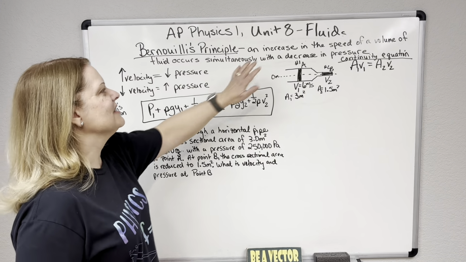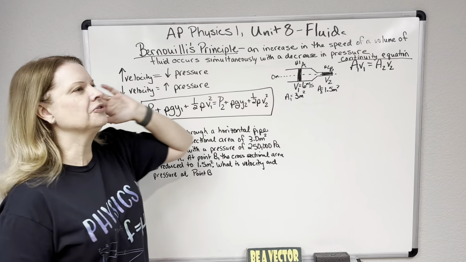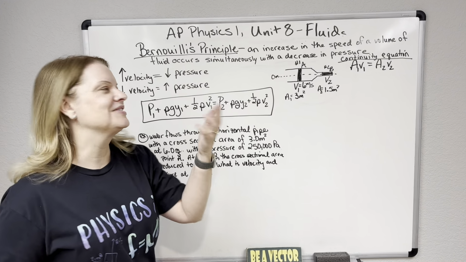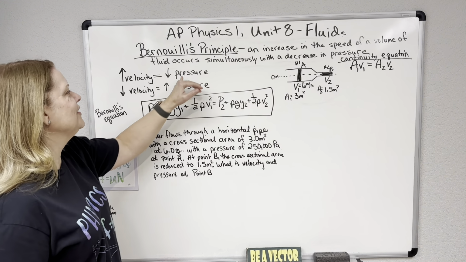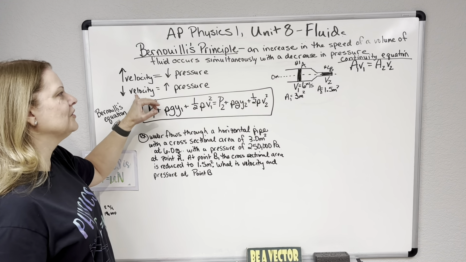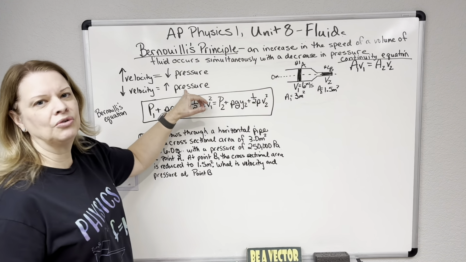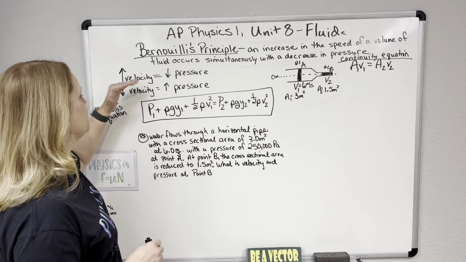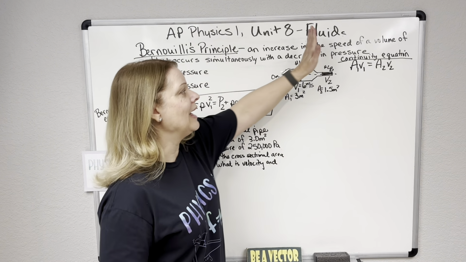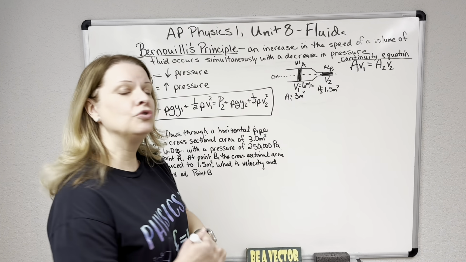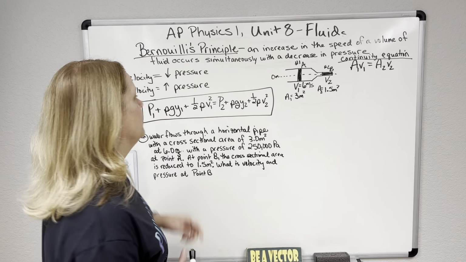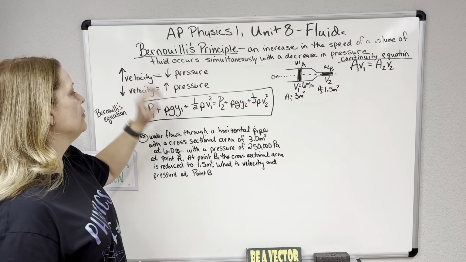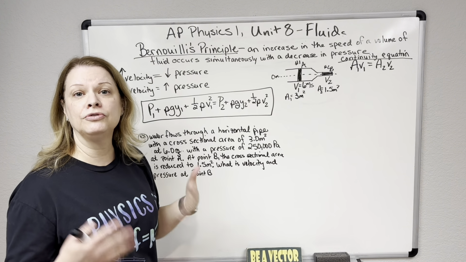So what that means is an increase in the speed of a volume of fluid occurs simultaneously with a decrease in pressure. So when you increase velocity, you decrease pressure. When you decrease velocity, then you increase your pressure. That's the basic concept. Now there's also something that's going to occur if you change the height of part of this pipe. You're going to see that in the next video with my colleague. That's also going to play a factor, this height. But we're just going to address the velocity issue now. What happens if you change velocity?